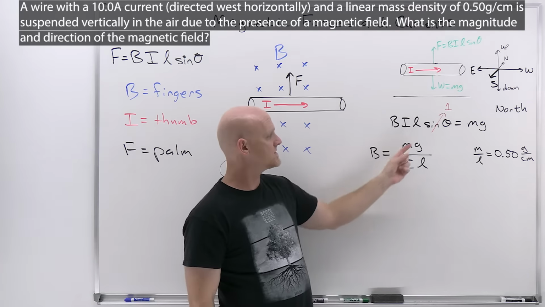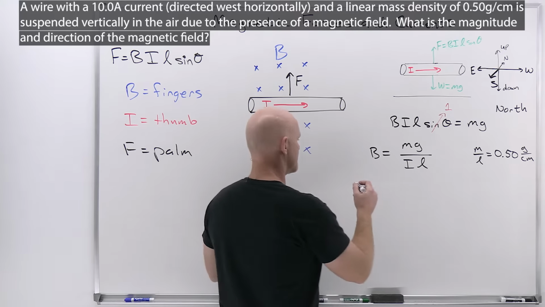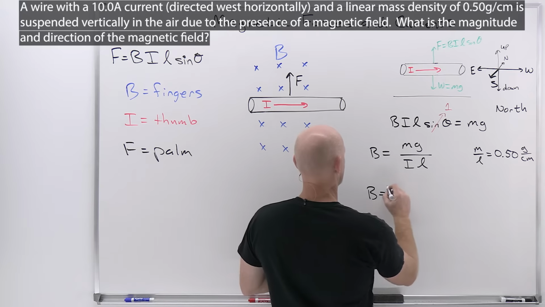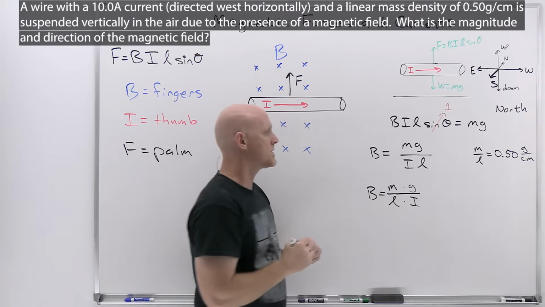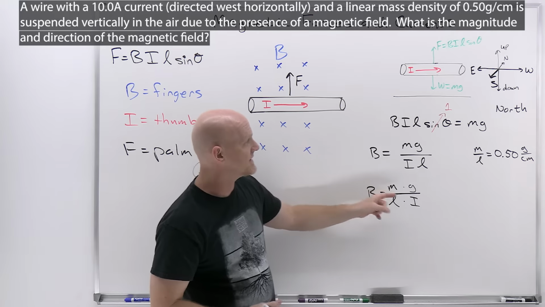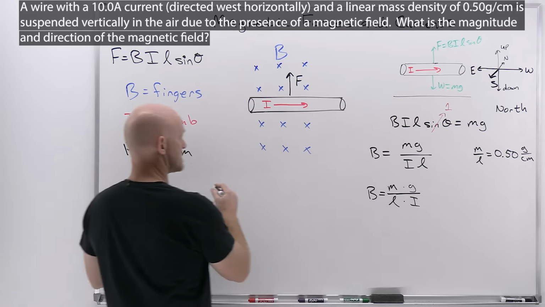But before we plug it in here, notice we have mass per unit length in the problem. So I can rearrange this just a little bit, and we'll say it's B equals mass per unit length times G times I. We can plug these in, but we can take that mass per unit length as just one value. But again, we've got to get into SI units to start with.